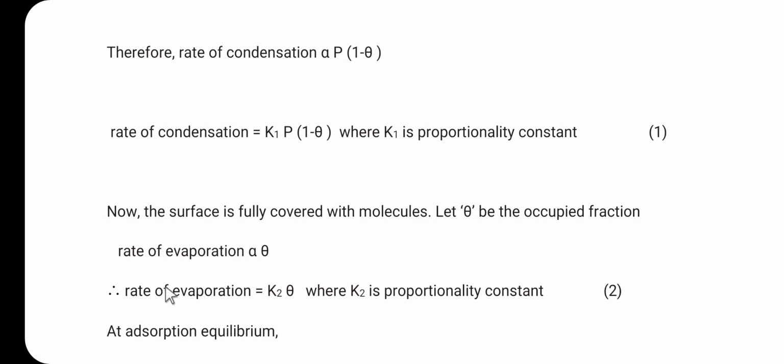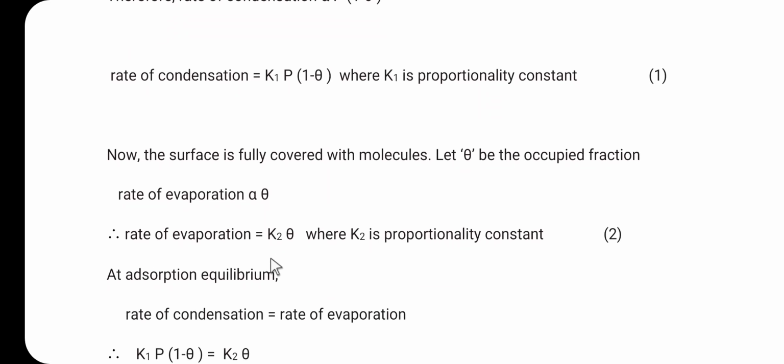So here the rate of evaporation is directly proportional to theta, because theta is the occupied fraction. So we can say that the rate of evaporation is directly proportional to theta. So the rate of evaporation is equal to K2 into theta. Again K2 is the proportionality constant, and this is equation number 2.